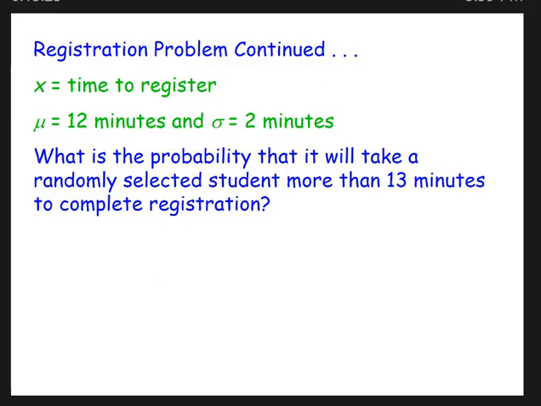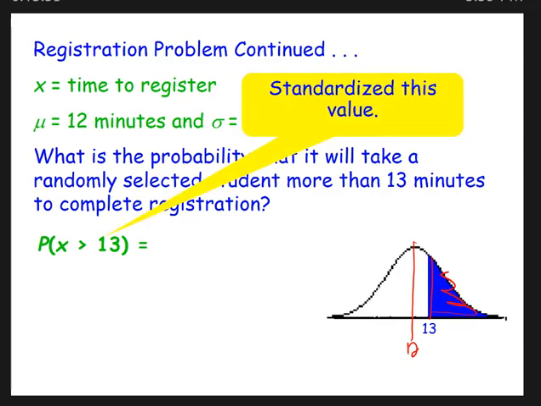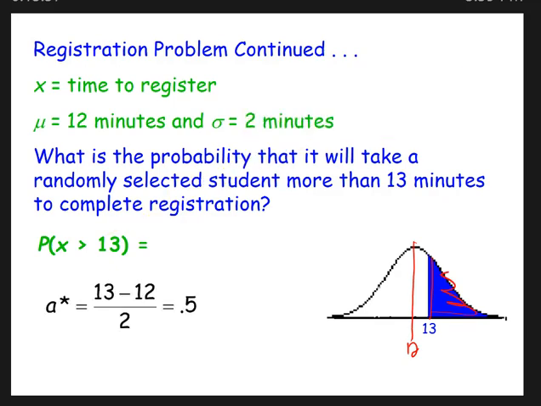What if we want the probability the student will take more than 13 minutes? So again, our mean of 12 is here. More than 13 is over here. So once again, we standardize the 13. 13 minus 12 is 1, divided by 2 is 0.5. So what we're finding is the probability that z is greater than 0.5.